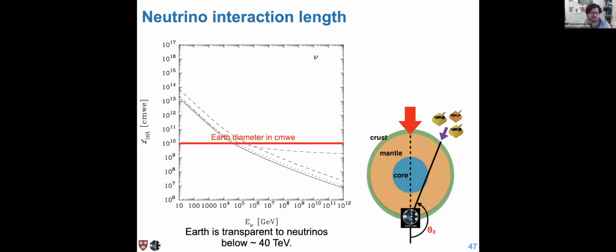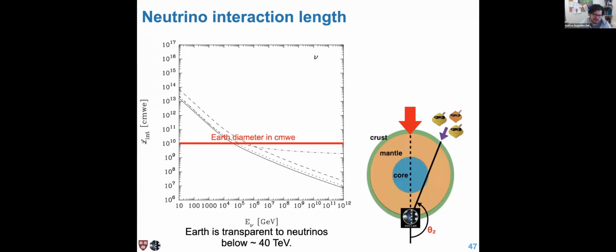What matters for us is the solid line, which is the total interaction length. Don't worry about the other lines. The red line I have drawn here is the diameter of the Earth in centimeter water equivalent. Centimeter water equivalent is a measure of column depth. What you can see is that somewhere around 10-ish TeV, so 10 to the 4 GeV and a few, the interaction length of the neutrino and the amount of material that the neutrino traverses become comparable.